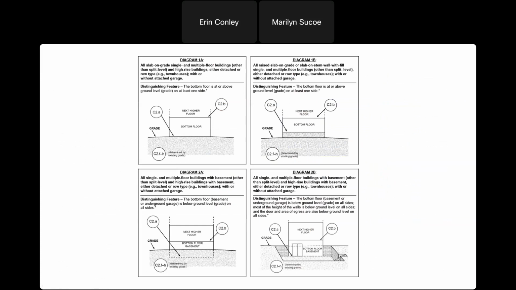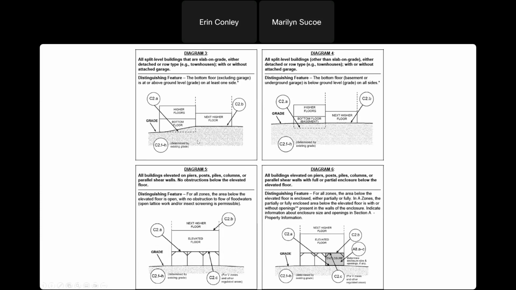Here are the detailed diagrams. One of the things that you should make sure you notice here is when you go to diagram 2A and 2B, they point out that this is for all single and multi-floor buildings with basements other than split level. Do not use 2A or 2B for split level homes.